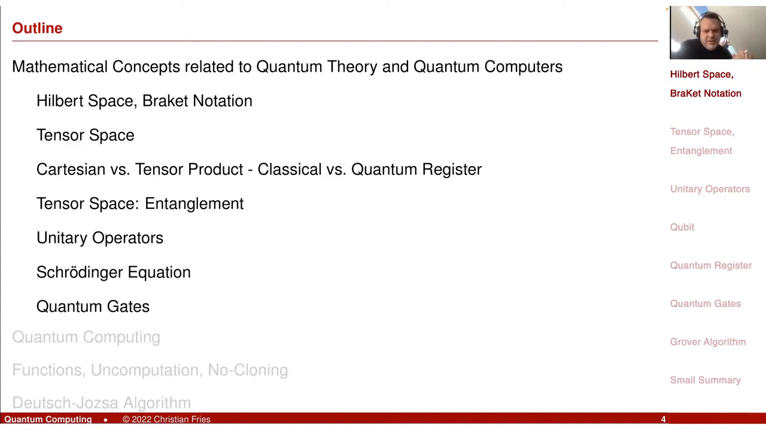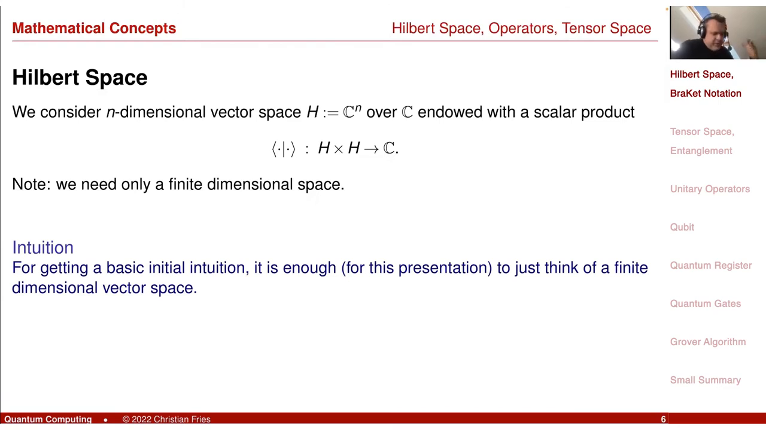I will shortly mention unitary operators, the Schrödinger equation, and quantum states. And then I will repeat a few of these concepts again here in this section on quantum computing. So the things that are relevant for us. So let's start. Yeah, we consider an n-dimensional Hilbert space over the complex numbers. Yeah, so here it is over C. Okay, I'm sure you know a complex number. So it has a real part, an imaginary part, and there's also the polar representation.